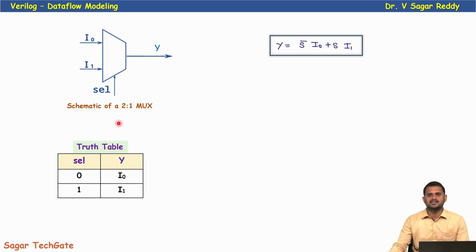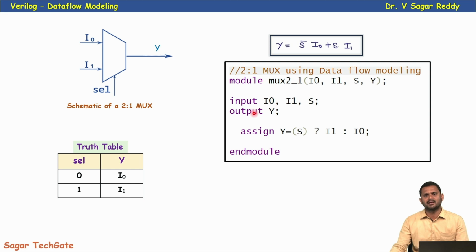Now see, y is equal to s bar I0 plus s into I1. This is a simple Boolean expression. So what do I write in data flow modeling? Module name. These are the ports, inputs and outputs. I0, I1, s I declared as inputs, then y as output. Then assign y is equal to. These are conditional operators.